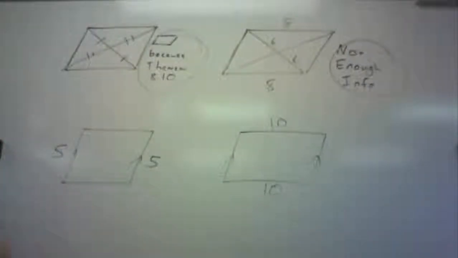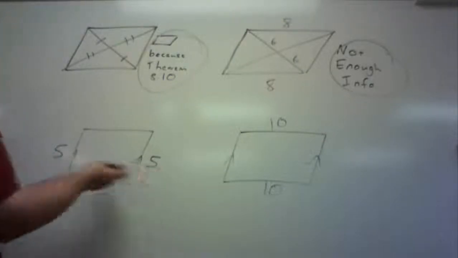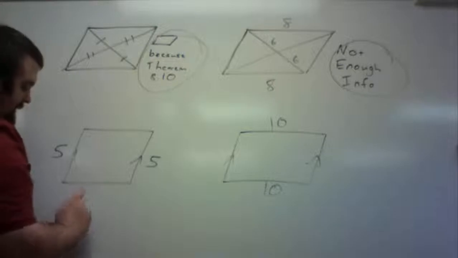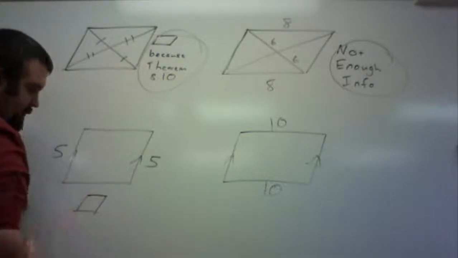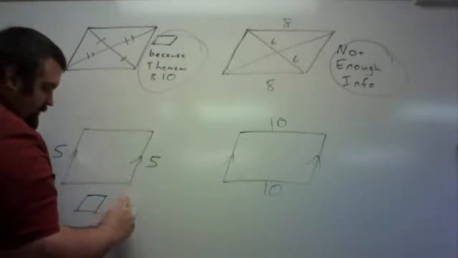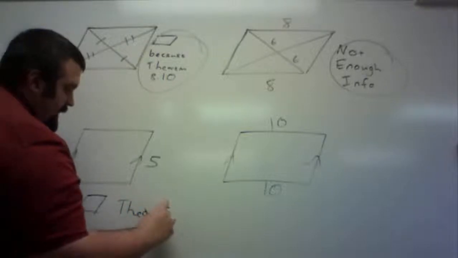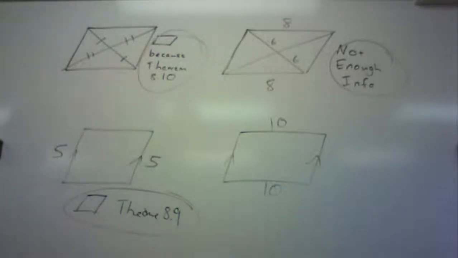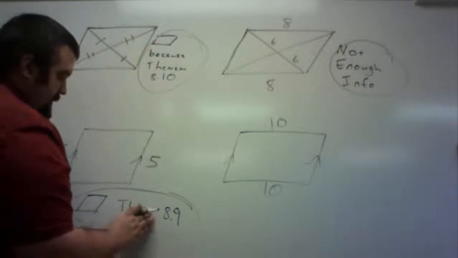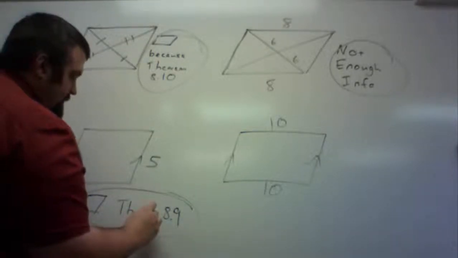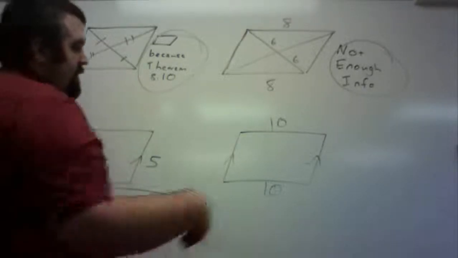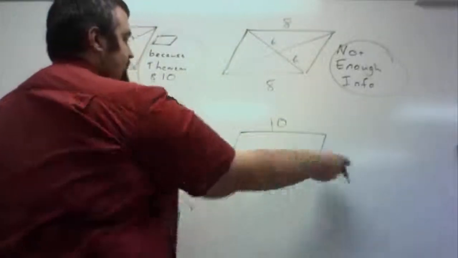Let's look at the next one. I see a set of sides being congruent and parallel. Wait. One set of sides being congruent and parallel? Yeah, that's another condition that I know by heart. And this one is because of theorem 8.9. If one pair of opposite sides is both congruent and parallel, the shape's a parallelogram. Done.